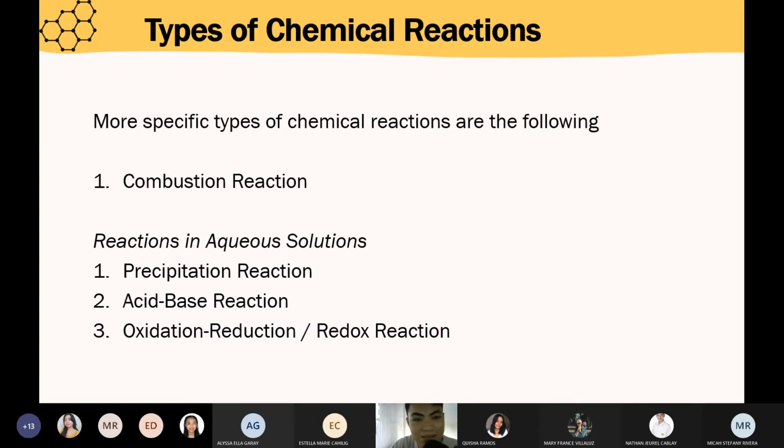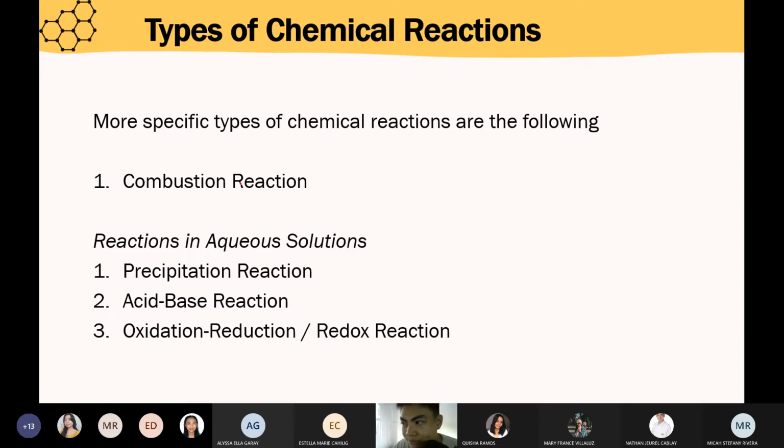So now, let's talk about the more specific types of chemical reaction. What we covered earlier is just a high school review. Now, let's focus on more detailed topics. This is where we can predict our products. So what are the specific types of chemical reaction? First, we have the combustion reaction. And then the other types of reaction in aqueous solution are precipitation, acid-base, and redox reaction.